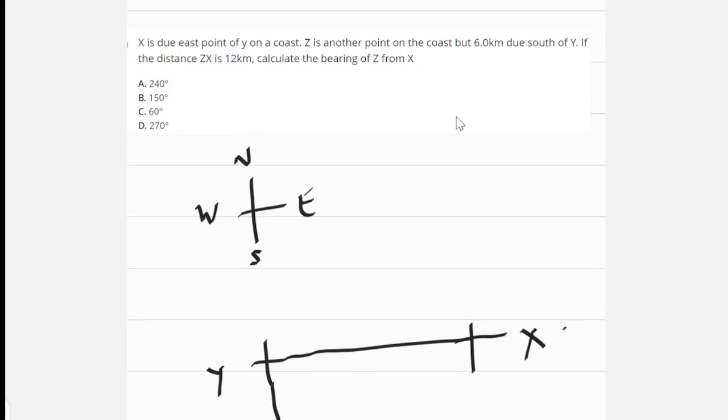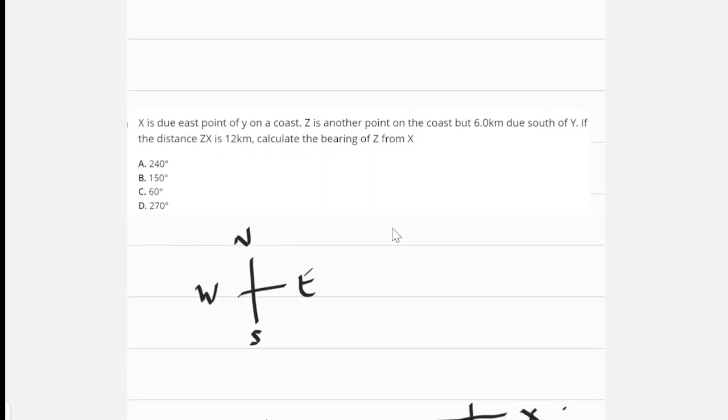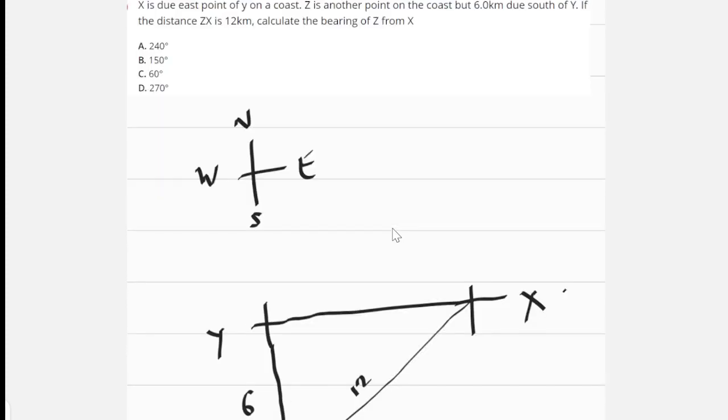So we're given the distance to be 6. Then if the distance ZX is 12 kilometers, that is from this place to this place, so that is 12 kilometers. Then calculate the bearing of Z from X. So calculate the bearing of Z from here, that is from here, then here. I hope you understand now.